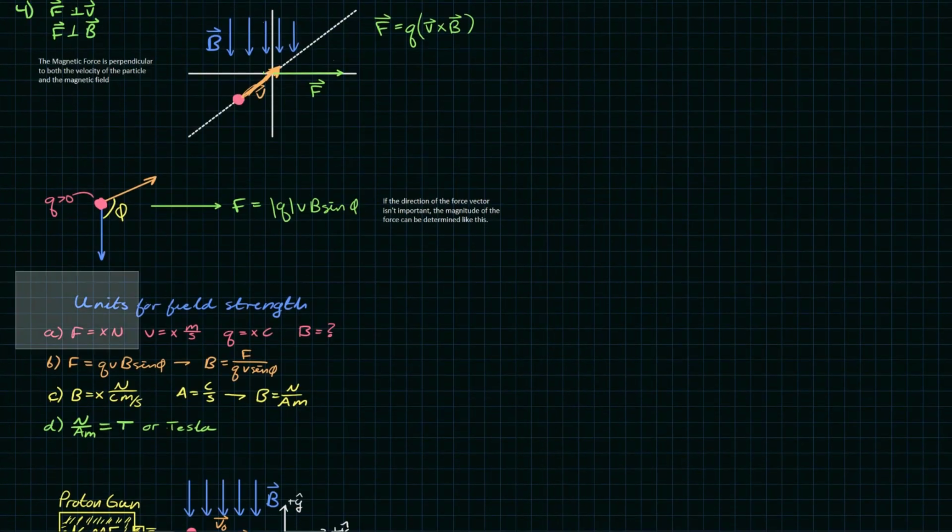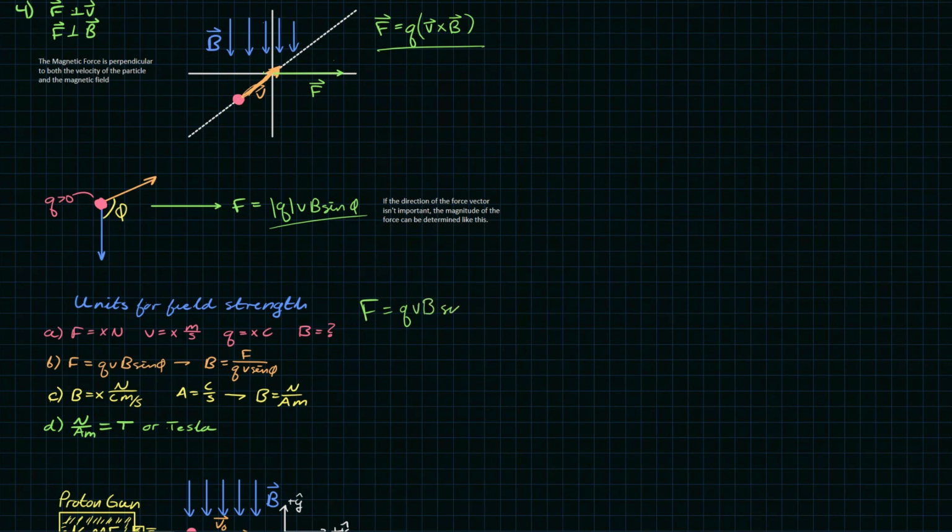So what units do we use for the field strength? So we know a few things. We know our field equation, that F is equal to Q. Sorry, we're going to use this one, it's easier for the units. F equals QVB sine theta, right? F is in terms of newtons. Velocity is in terms of meters per second. Q is in terms of coulombs. So we're going to try and find the units of B.